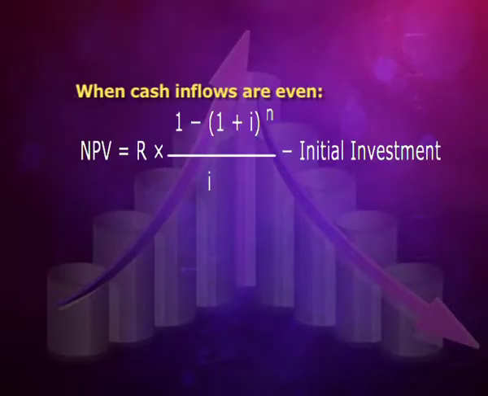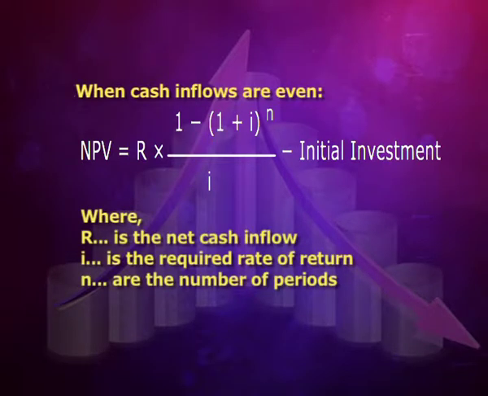Thus, we have the two formulas for the calculation of NPV when cash inflows are even. The formula is NPV equals R into [1 minus (1 plus i) raised to the power minus n] upon i, minus initial investment. In the formula, R is the net cash inflow expected to be received in each period. i is the required rate of return per period. n is the number of periods during which the project is expected to operate and generate cash inflows.